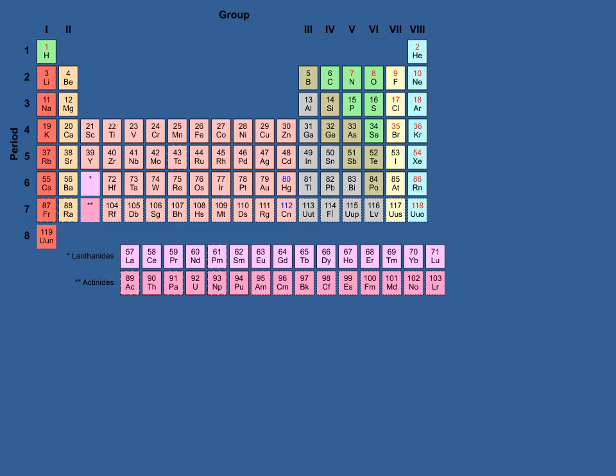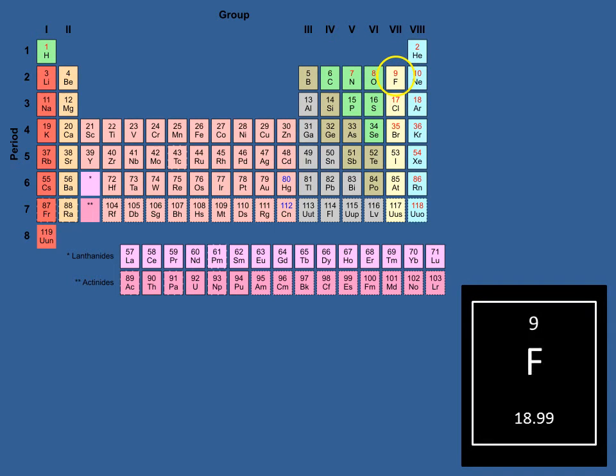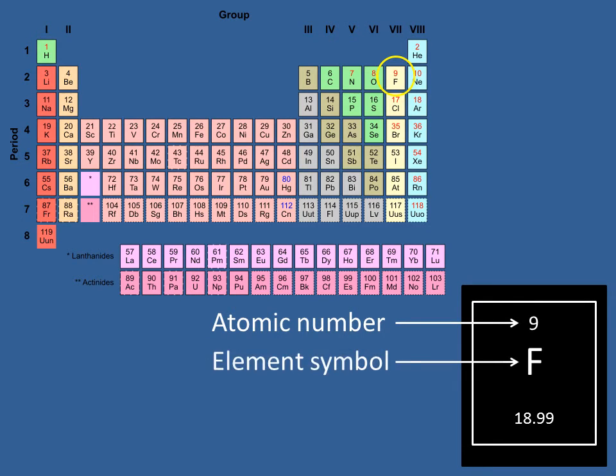Now, if we look at the periodic table in a typical entry, say of fluorine, we'll see three basic units of information. One is the atomic number at the top, the element symbol, F for fluorine, and an atomic mass at the bottom. Now we're going to focus on the atomic number for now.